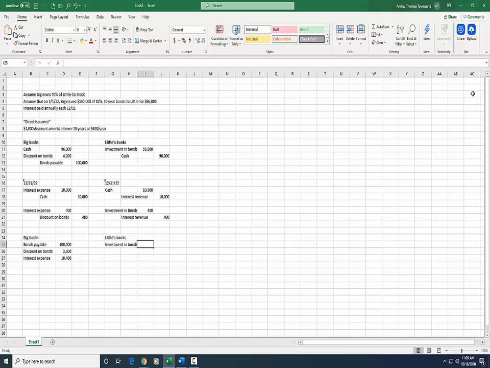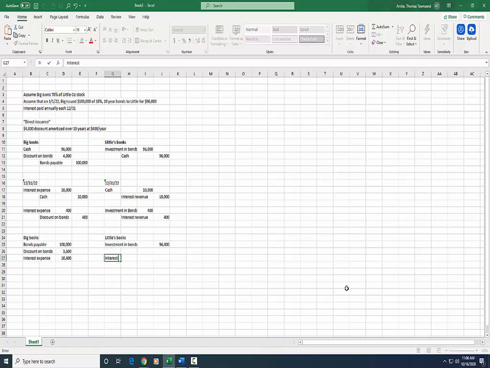And again, look at their bond investment. They started at $96,000. They added $400, so they are up to $96,400. Again, the nice thing about these constructive retirements is basically the two books are mirror images. The borrower, Big, has a liability of $96,400, the face value minus a discount. The buyer has a bond investment of $96,400.